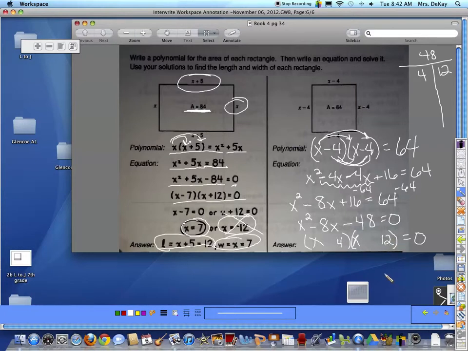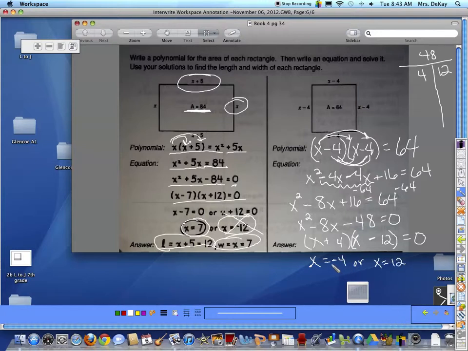Okay, what about signs? One has to be negative, one has to be positive. Right? And the positive one will be 4. Yes. And the negative one will be 12. Good girl. So what are your two solutions? X equals negative 4. Or X equals 12. We're not writing it with the word or yet.